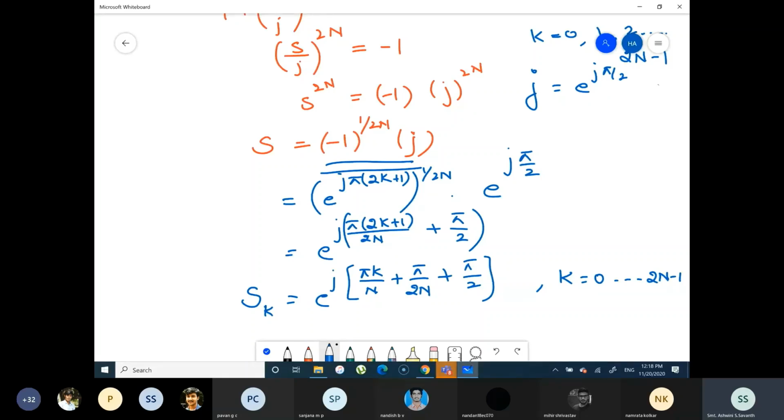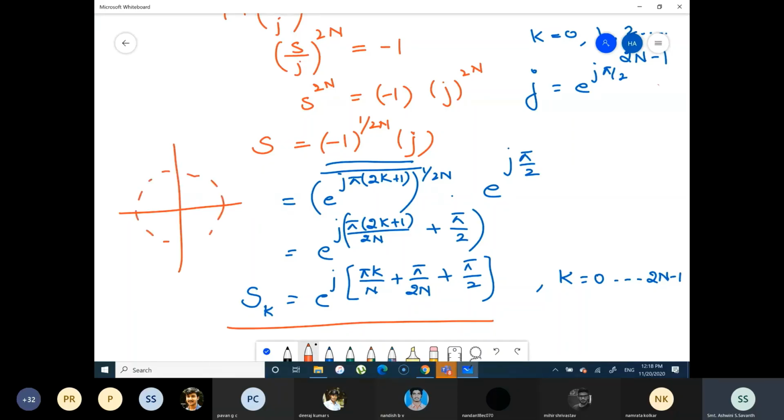So how do you think the poles are located now? If you look at this expression, it is in the R e to the power j theta form. Isn't it like that? R is 1. That means the poles are located on a unit circle, in the S-plane, at an angle of this.